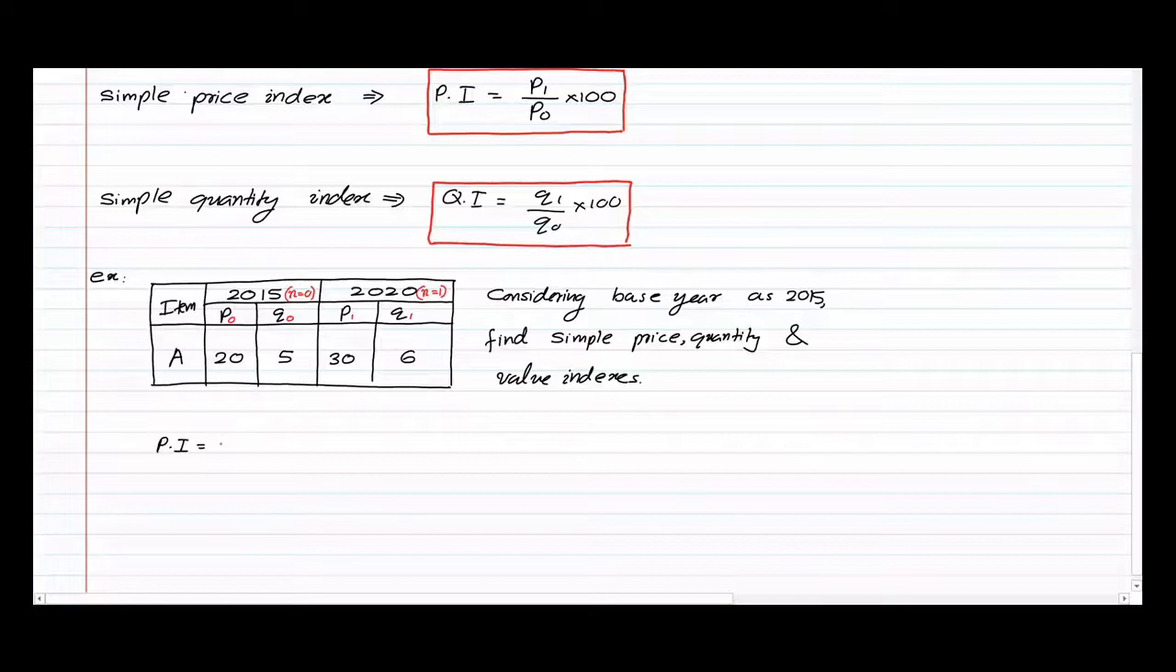Price index is P1 over P0 into 100. The first thing is they give only P and Q values. Since it says 2015 is the base year, you have to put 0 there, and for the other, you can put 1. This notation they don't give. So P1 is 30 divided by 20 into 100, which is 3 over 2, 1.5, so 150, no?